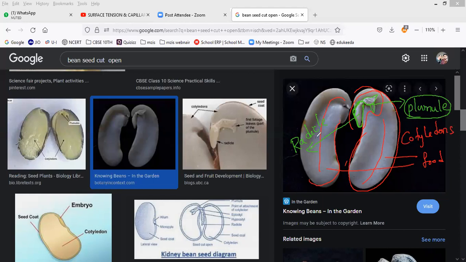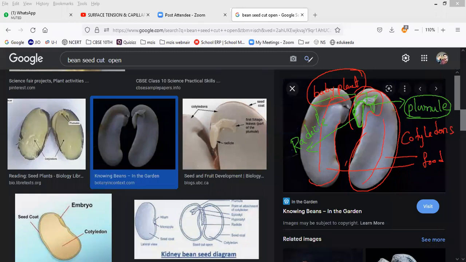Understand? So this radicle plus plumule together, what do we call it? Anybody can answer? Radicle plus plumule both together, what do we say, guys? It is called a baby plant. Understand? So every seed, if you break it into two, inside it will be containing this. That is what you have to understand.